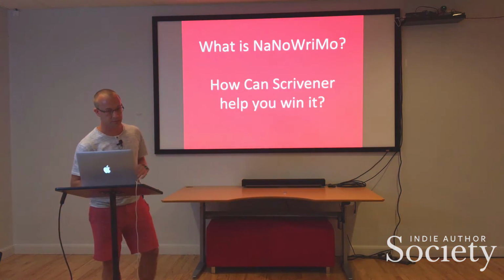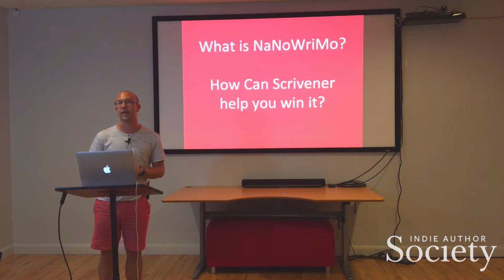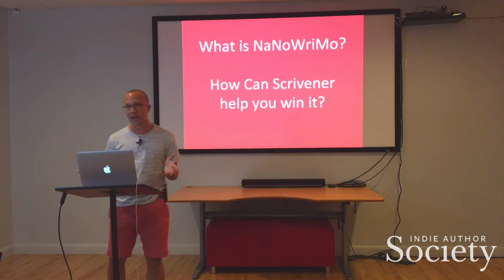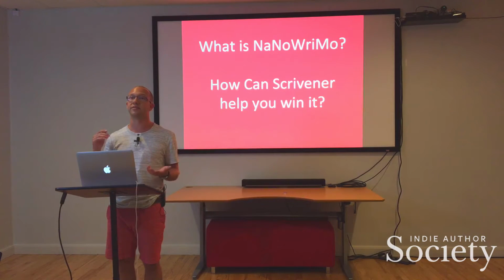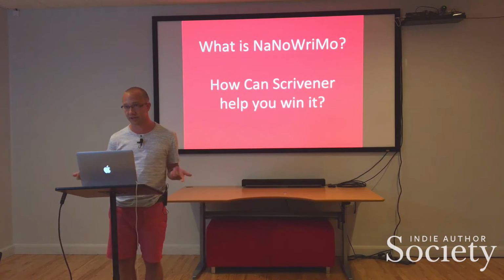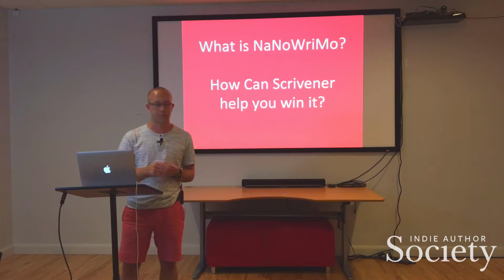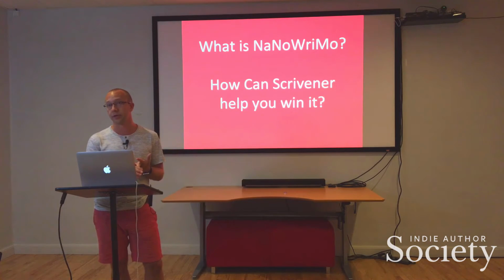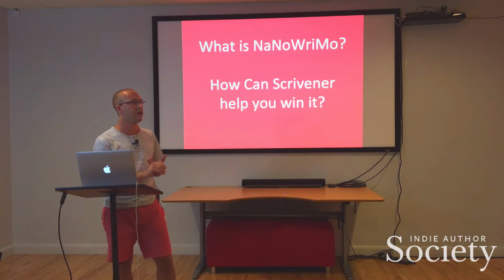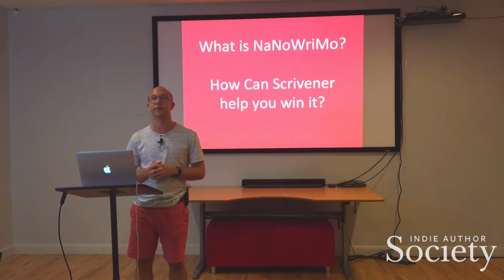All right, so what is NaNoWriMo? It's a challenge where you write a book in 30 days. What do they qualify as a book? A book is 50,000 words of fiction. How can Scrivener help you win it? Scrivener helps you stay organized. It helps you meet your goals by helping you set targets and telling you when you've met them. And it has a lot of other features that people who write long form often find very useful.